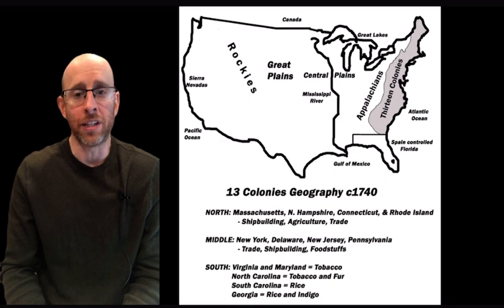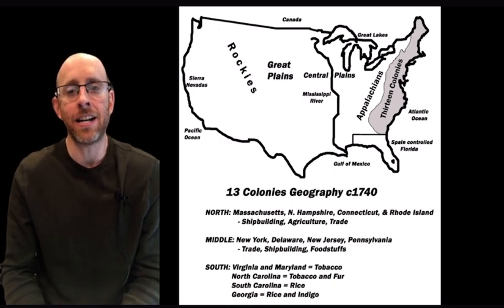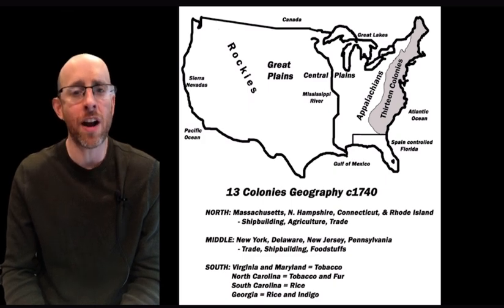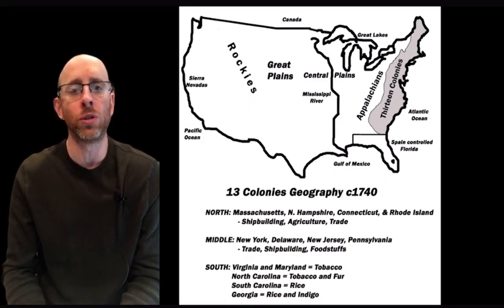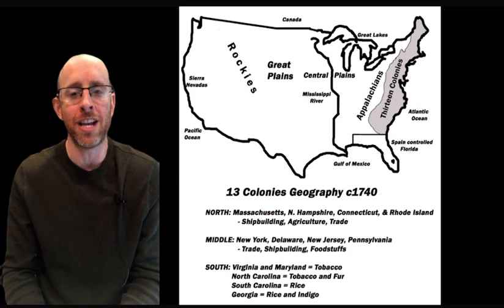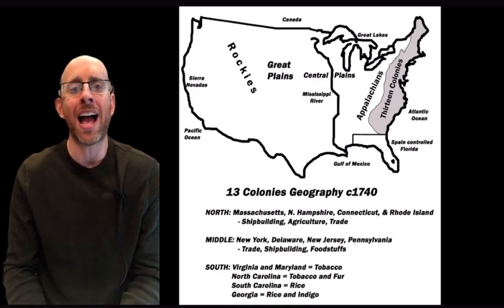The northern colonies, such as Massachusetts and Connecticut, were known for their fishing as well as their shipbuilding. There was agriculture there, however, with rocky soil and a cold climate, you wouldn't have as much as you would see in the South. The middle colonies, such as New York and Pennsylvania, were known for shipbuilding and trade. And of course, the southern colonies, with their warmer climate, would have more agriculture.